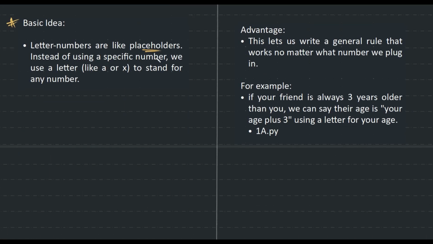So these are placeholders. Letter numbers are placeholders. That lets us use any kind of number at any point of time and it will give us the right result. So this is how variables work, and that's the role of variables. So what is the advantage? This lets us write a general rule that works no matter what number we plug in.